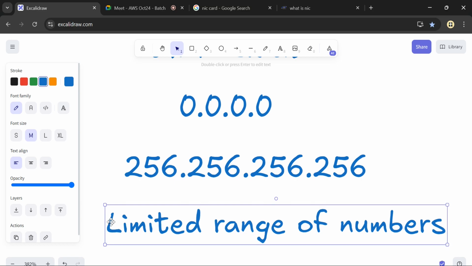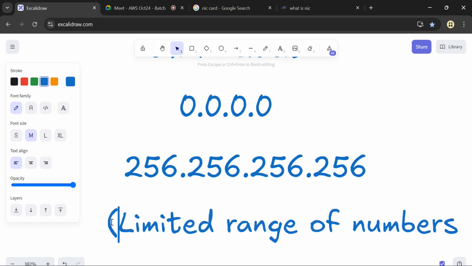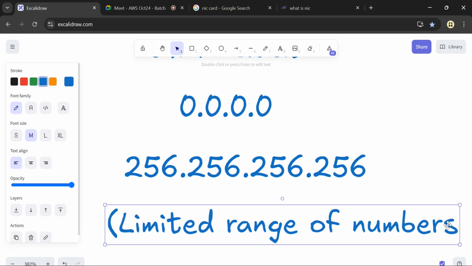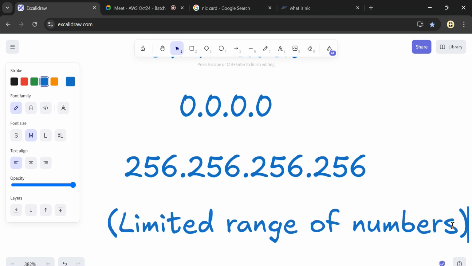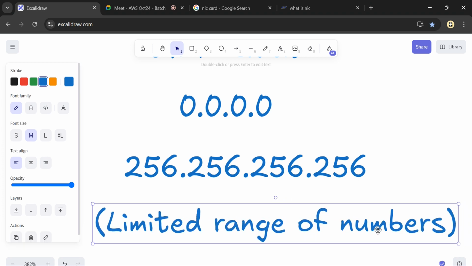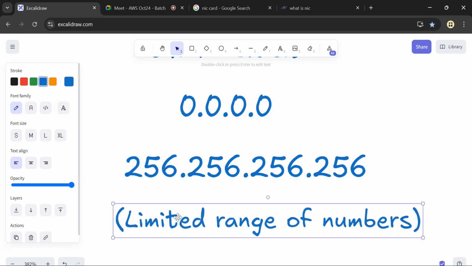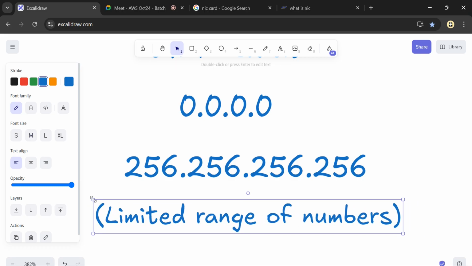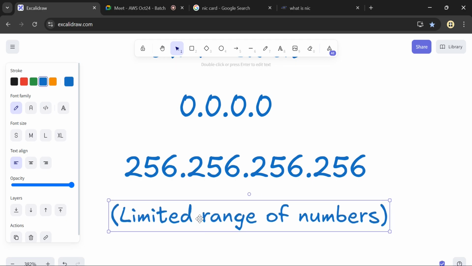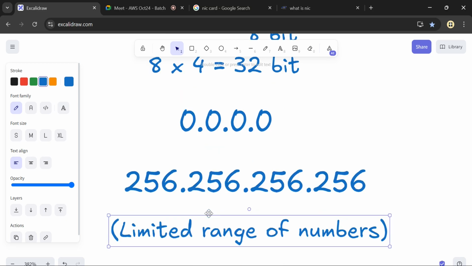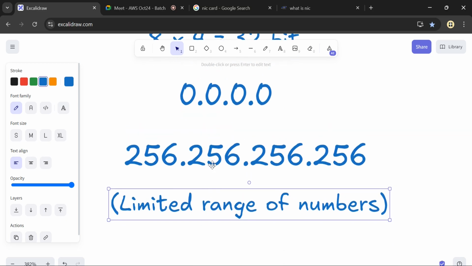Okay, so it has a limited range of numbers, and that is the reason why you may have noticed, if you restart your laptop or your EC2 instances, the IP address will keep on changing. This IP address will get changed, or it will get allotted to some other device. The reason IPv4 keeps on changing is because it is limited. It has a limited range of numbers.